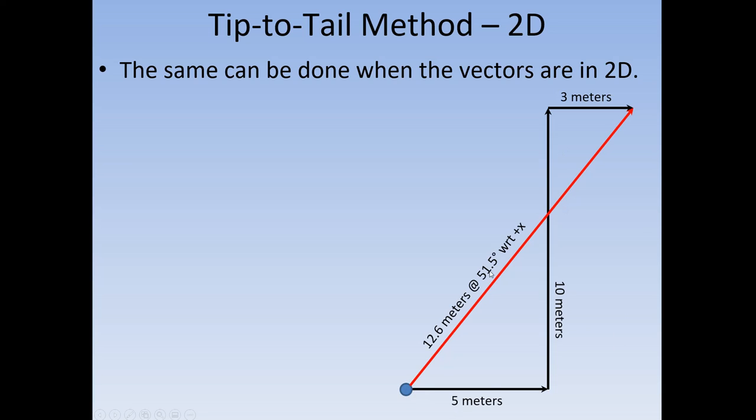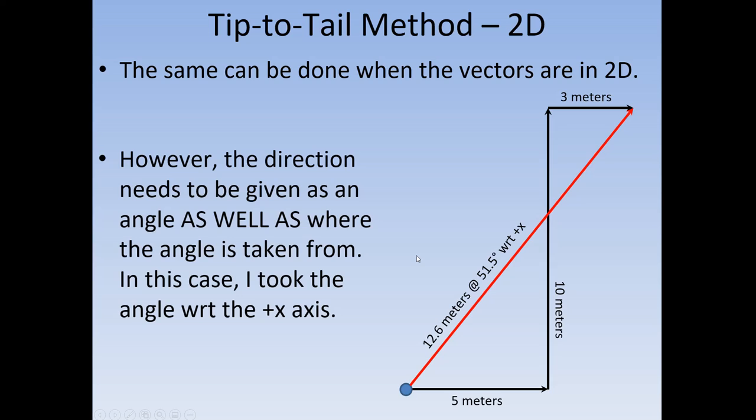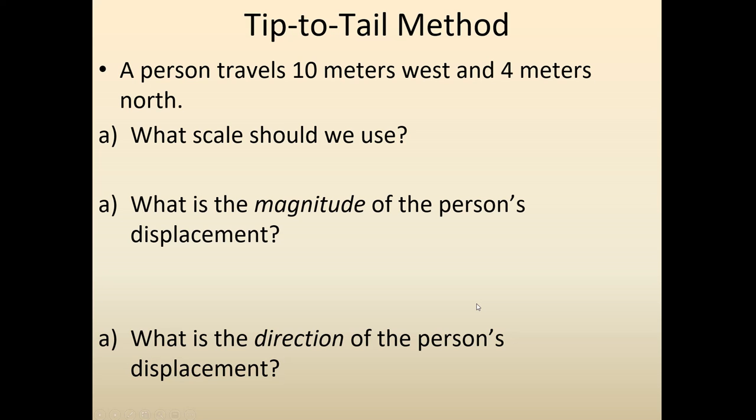You draw tip to tail, you draw a line going from start to finish, and the length of that line will represent your resultant vector. And again, usually in these cases, you always have to make sure you add a direction to it. All right, so practice this question, and we'll go over it in a second.